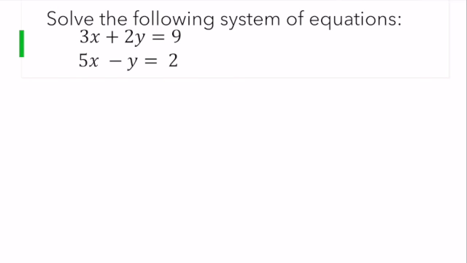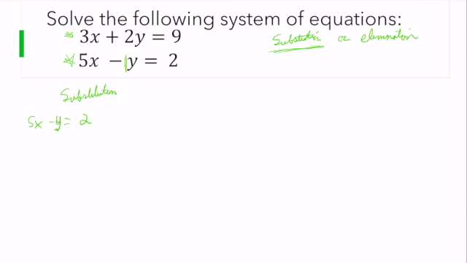Next, I want to solve the following system of equations. There's two ways to do that. One is by substitution, and the other is by elimination. And you bet I'm going to go ahead and do both. So let's do substitution first. In substitution, I need to solve either one of these equations for a single variable and plug it back in. So why don't I take 5x minus y equals 2, and I'm going to solve this for y.